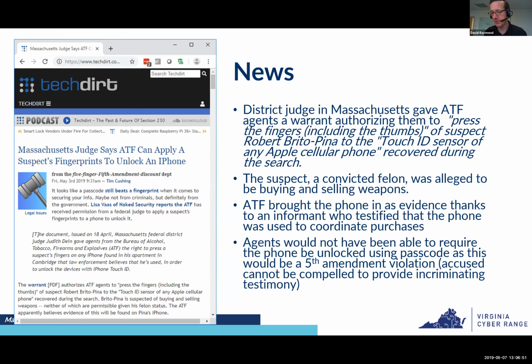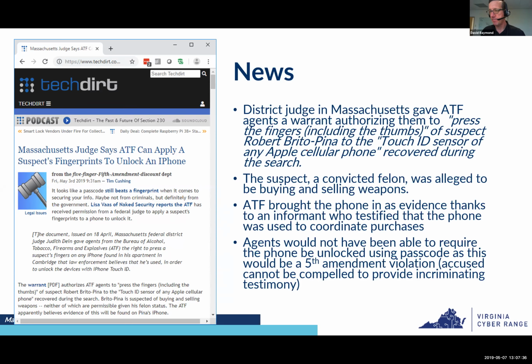And this has gone back and forth a little bit. This is requiring people to use biometrics to unlock digital devices. If you secure your phone or your digital device with a passcode and not with a biometric replacement for the passcode, then law enforcement officers cannot compel you to give them your passcode to unlock the phone, because that is a violation of the Fifth Amendment, which says that you don't have to give testimony that could incriminate you.